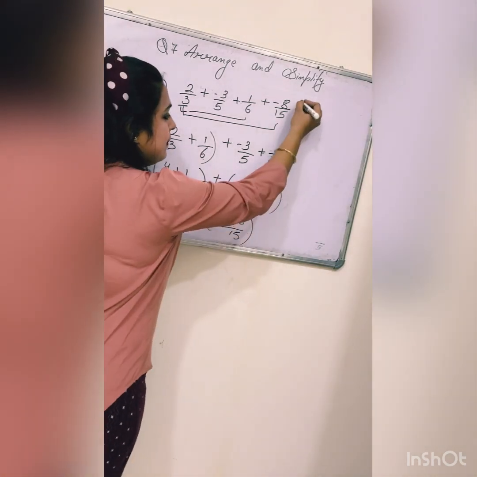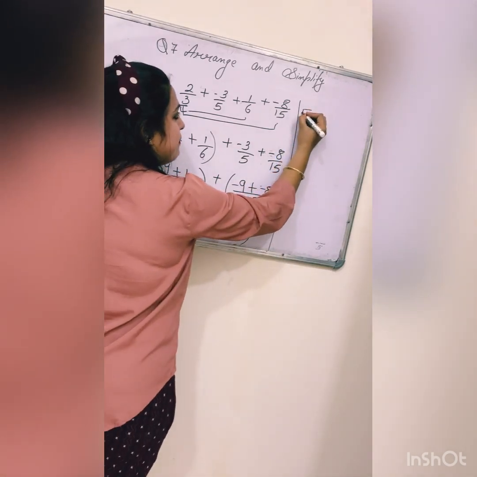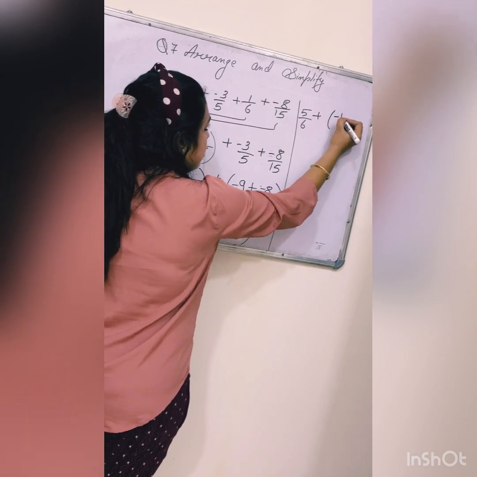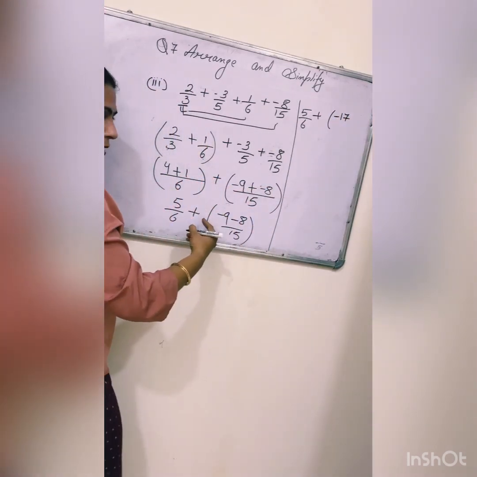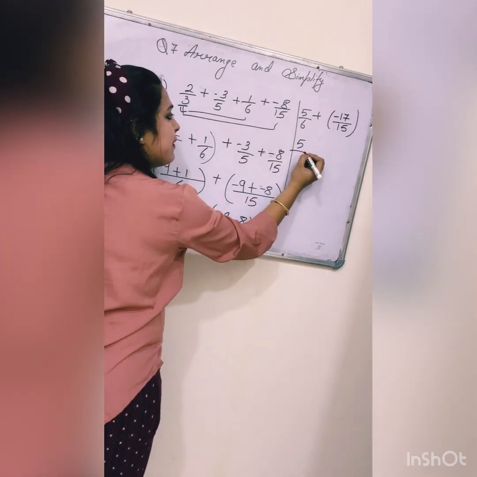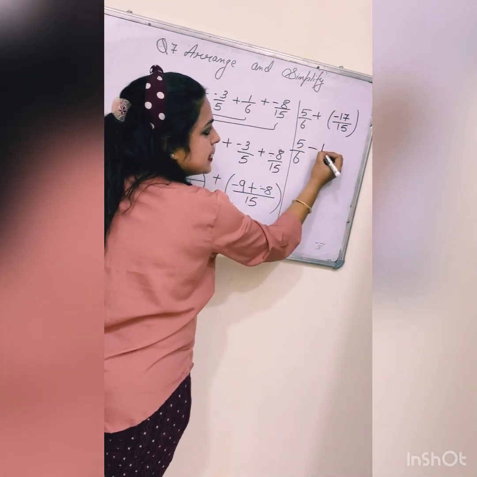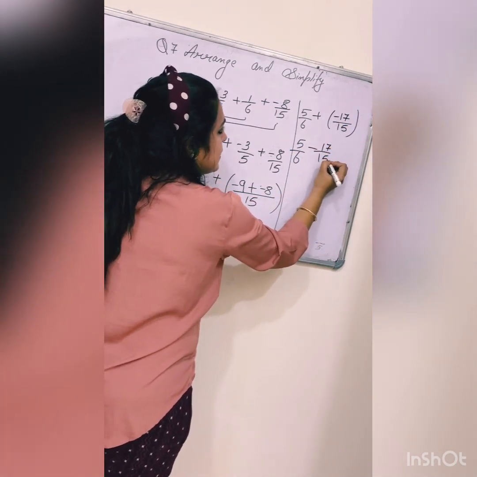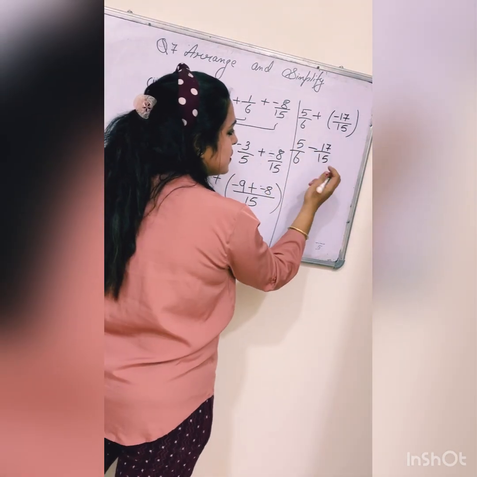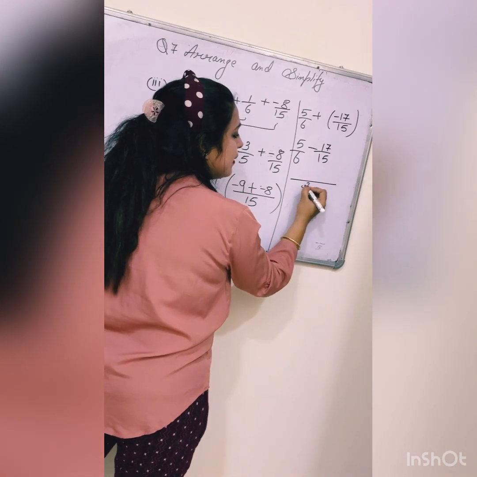This will be again 5 by 6 plus, minus minus will be plus. So this will be minus 17 by 15. 5 upon 6 plus minus minus. This we got. Now we'll again take the LCM. For 6 and 15 the LCM will be 30.